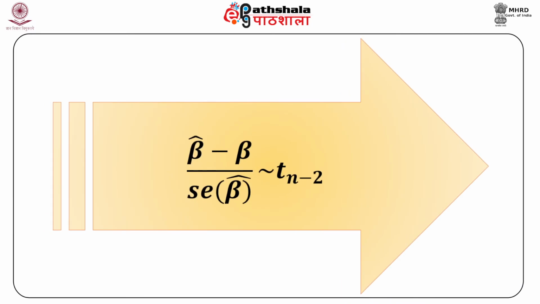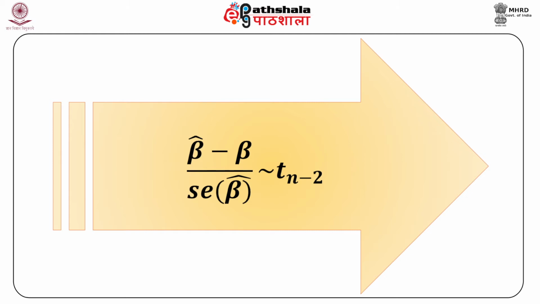Now since sigma square is not generally known, replacing the population parameter by its sample estimator, we get a new variable, which is beta hat minus beta upon the estimated standard error of beta hat. But now this is distributed as t with degrees of freedom n minus 2. Earlier we had the distribution as z, but because of this substitution, we have the new distribution known as the t distribution with degrees of freedom n minus 2.